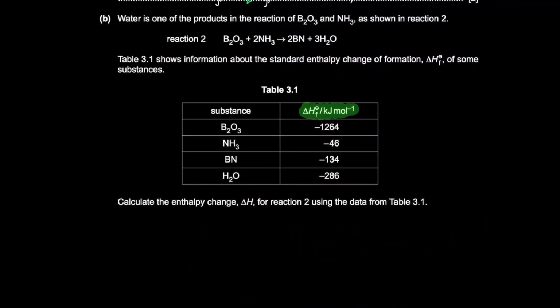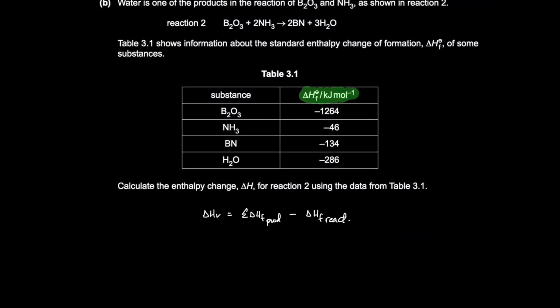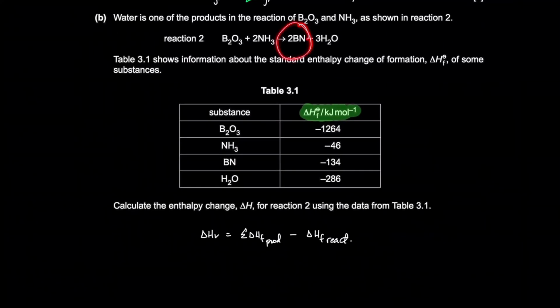But we don't have to draw the cycle here. You can just use the formula. The enthalpy change of a reaction, if the formation data is given, is formation of products minus the formation of reactants. So the products here are BN. We have 2 moles of that, so 2 times minus 134, plus we have 3 moles of water. So that would be 3 times minus 286.